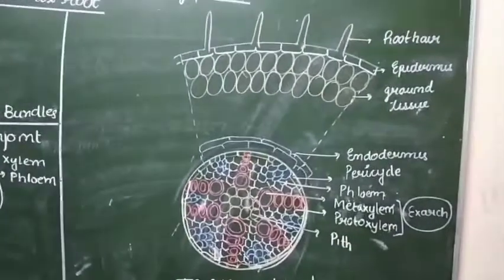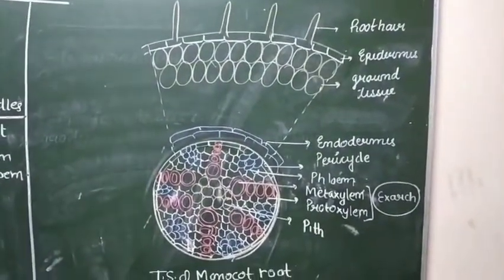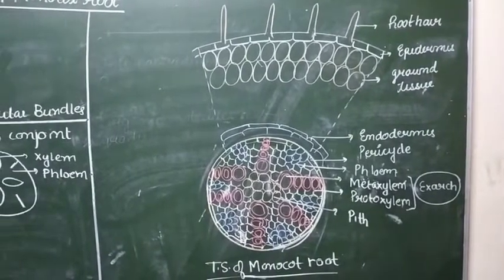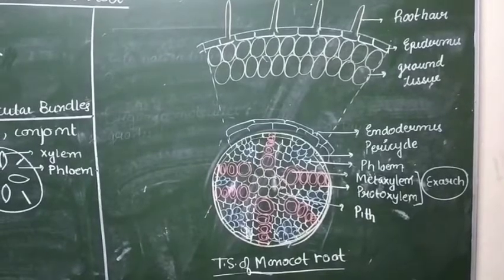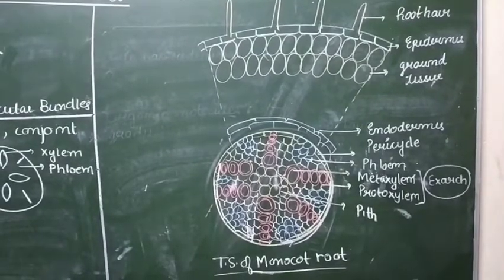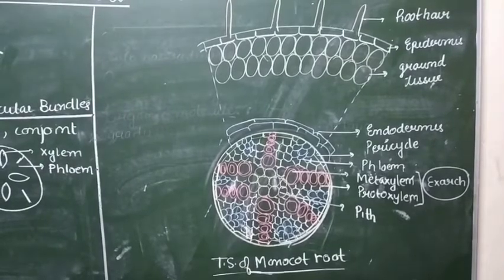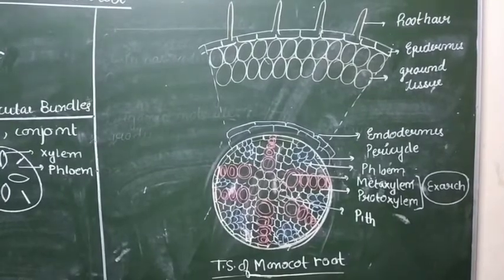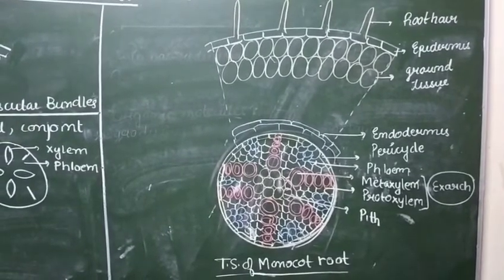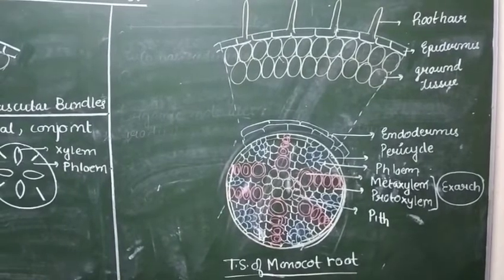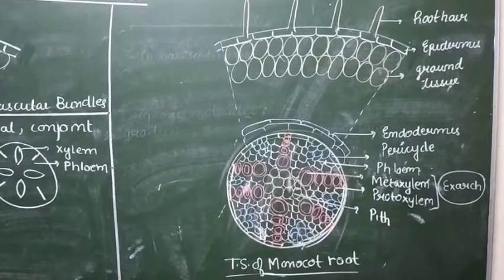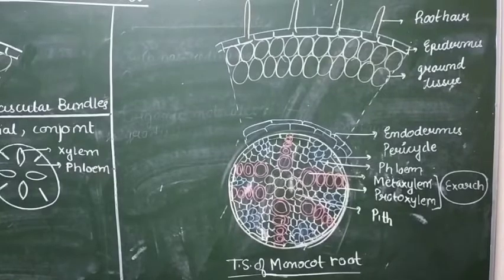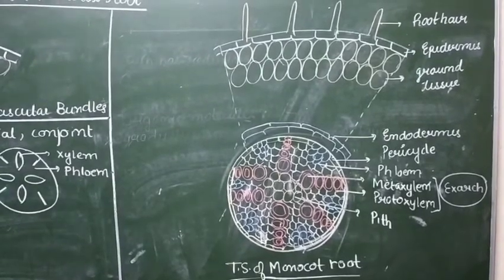Now coming towards the transverse section of the monocot root, again beta, it is made up of the first layer. The outermost layer is called the epidermis, which is a continuous layer made up of parenchymatous cells. Above it, the root hairs are present. Below the epidermis, there is ground tissue, again made up of parenchymatous cells. Again, below it, there is the endodermis layer, which is made up of sclerenchymatous cells. Below the endodermis, there is a layer of pericycle.